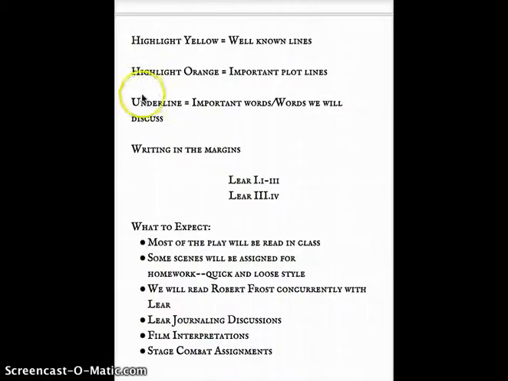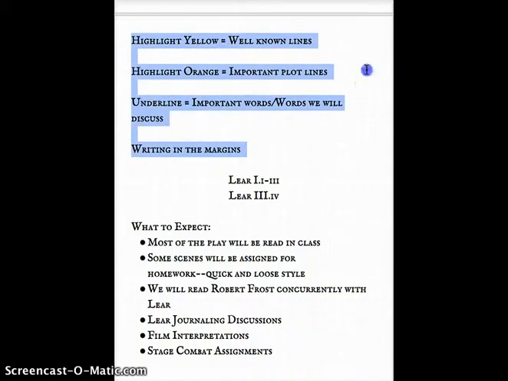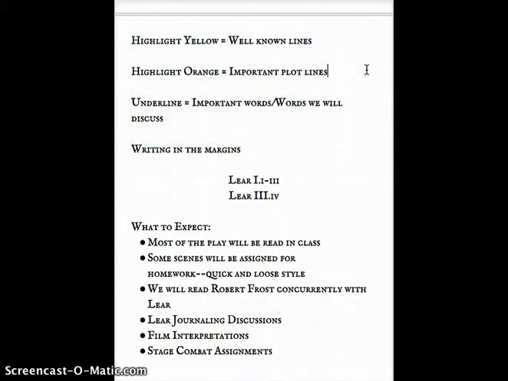So I would actually write down the annotations that are right here, maybe in one of the title pages or something. This is the stuff we're going to be marking up. We're going to highlight yellow for well-known lines, important plot lines. While you're writing that down, I'm going to keep talking about what to expect during this King Lear unit and how to annotate for King Lear, how to write scenes out.